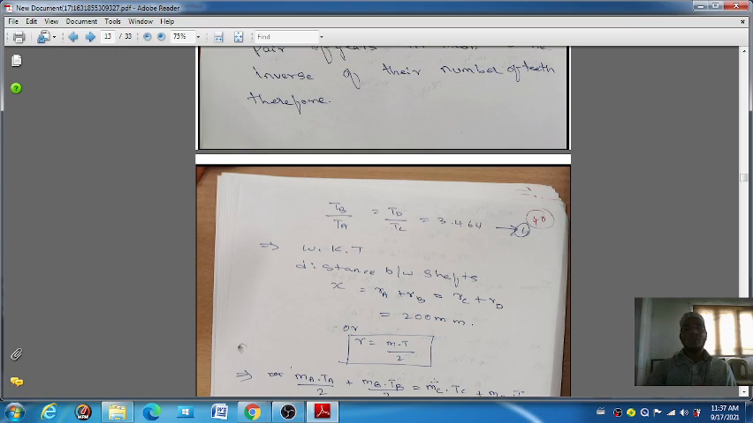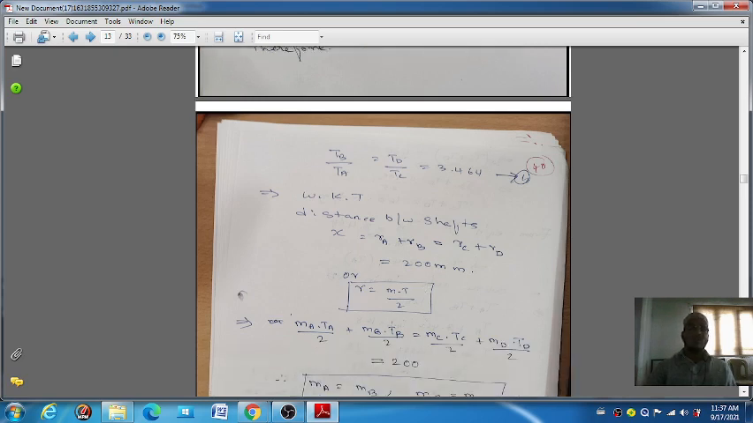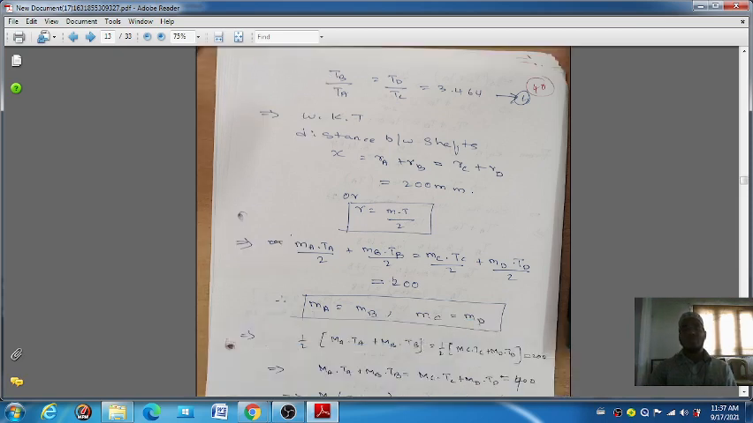Now here we are using the notations A, B, C, D. So that's why we take X is equal to RA plus RB is equal to RC plus RD. 200 is given, and we have the formula R is equal to M into T. Just substitute this value on both sides and equate to 200. Then take the common 1 by 2 and cancel it, and you will get MA is equal to MB and MC is equal to MD.